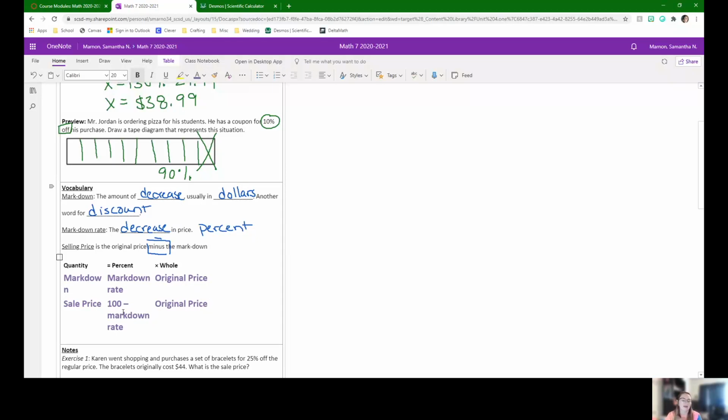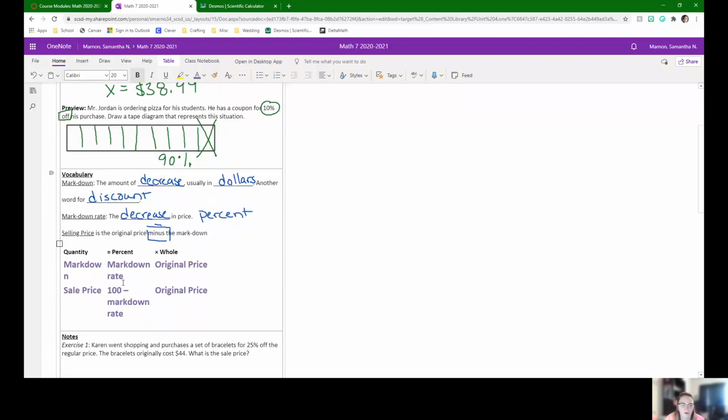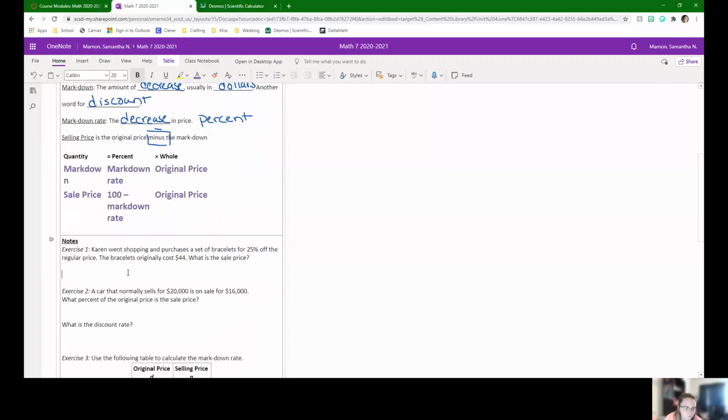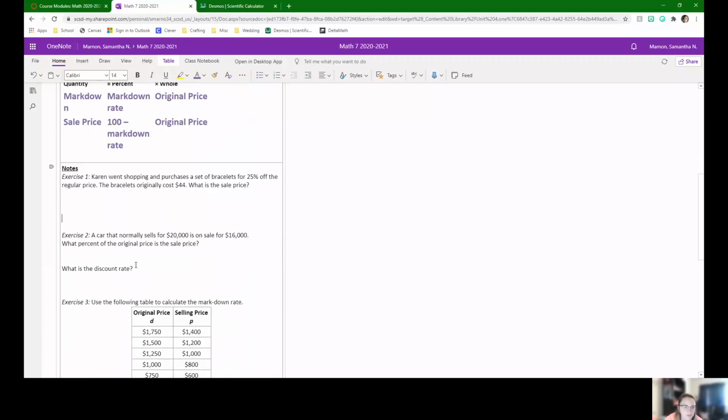So instead of adding it on for our lazy math way to get right to the sale price, we're going to subtract the markdown from 100%. So this is something that we should be referencing whenever we're not sure which one's the quantity, which one's the whole. So let's look at some examples.